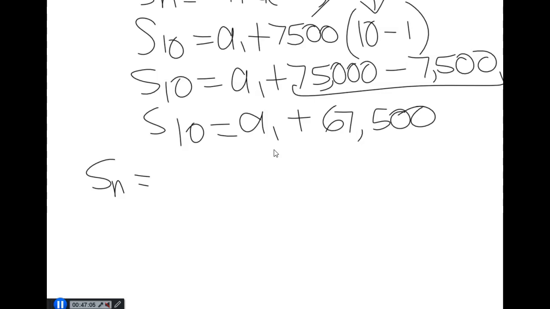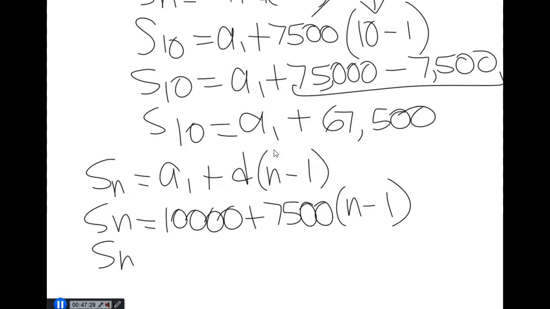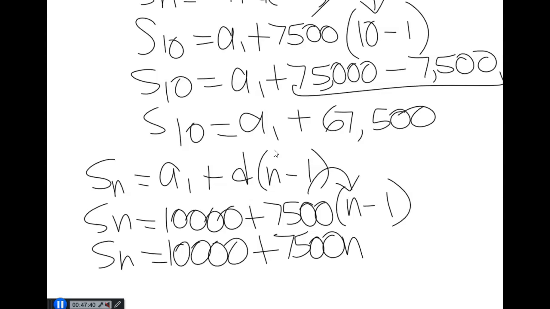So S sub n will equal A sub 1 plus D times n minus 1. Okay, so I'm going to substitute everything that I know. The first term is 10,000. Then we have the difference, which is 7,500. And then we have n minus 1. So from here, we're going to take the 10,000 and then plus. Now I'm going to go ahead and multiply. So it's going to be 7,500 and then it's going to be 7,500 times negative 1. So it will be minus 7,500.